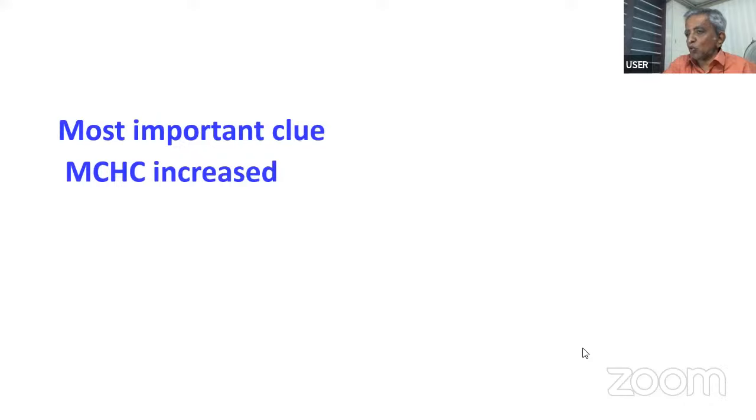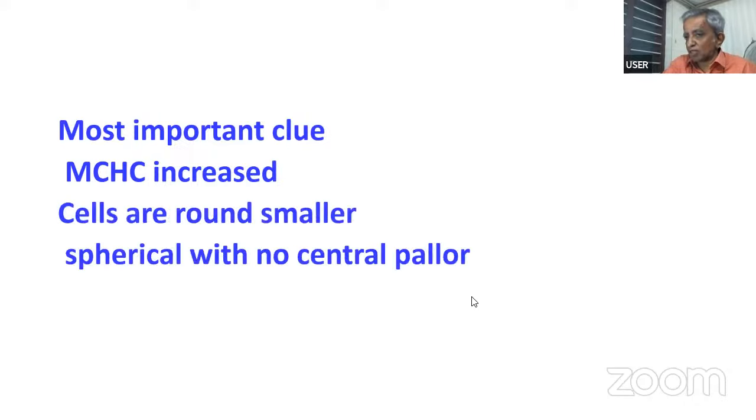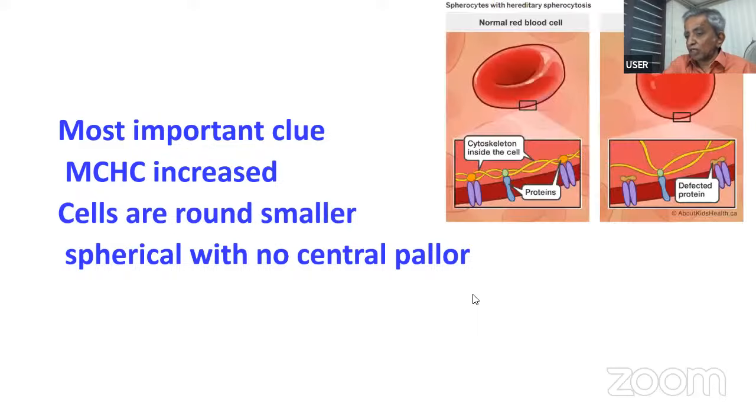The most important clue for spherocytosis is increased MCHC. That is an important point. Cells are rounded, smaller, spherical with no central pallor. So this is the biconcave RBC. The cytoskeleton is lost. It assumes a spherical appearance and it also becomes smaller. That is the appearance of a spherocyte.